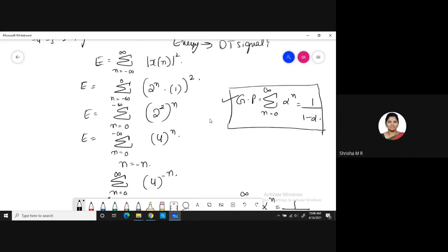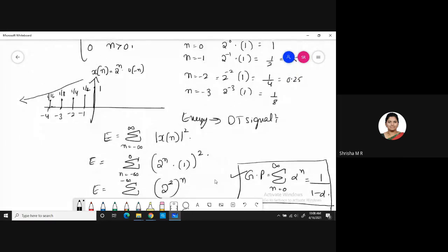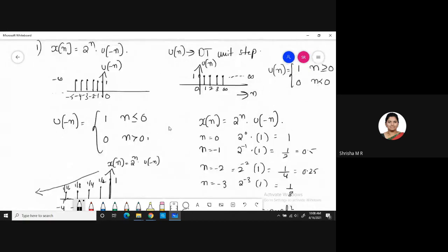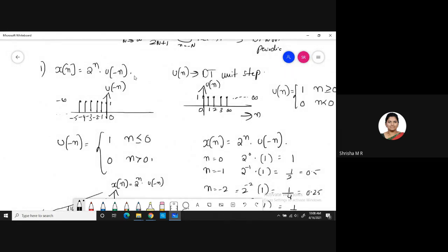I will just brief up once again. We have been given a signal 2 power n into u of minus n. u of n is a discrete time unit step signal, which exists from 0 up to infinity. Whereas u of minus n is the time reversed version, or folding or reflection version. We have seen what time reversal is, right? It is folding about the y-axis or vertical axis. So u of minus n is the time reversed version of u of n.